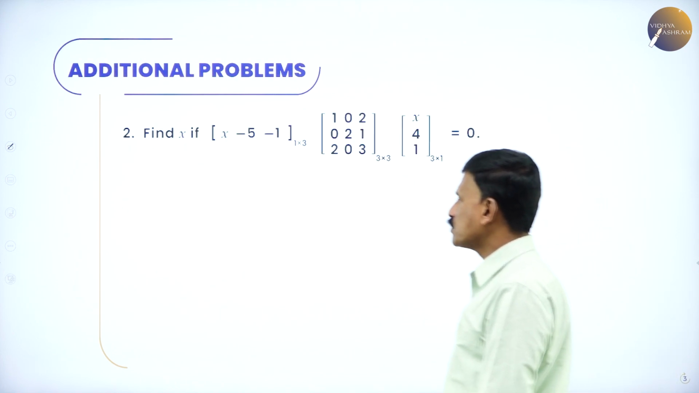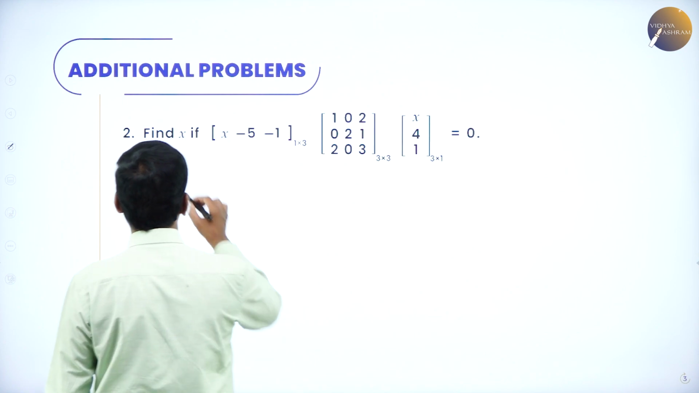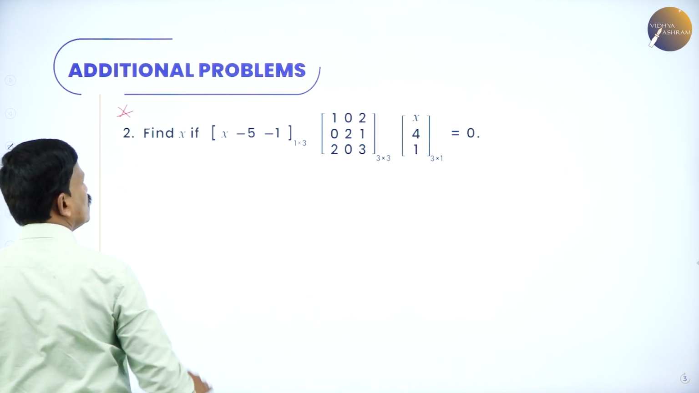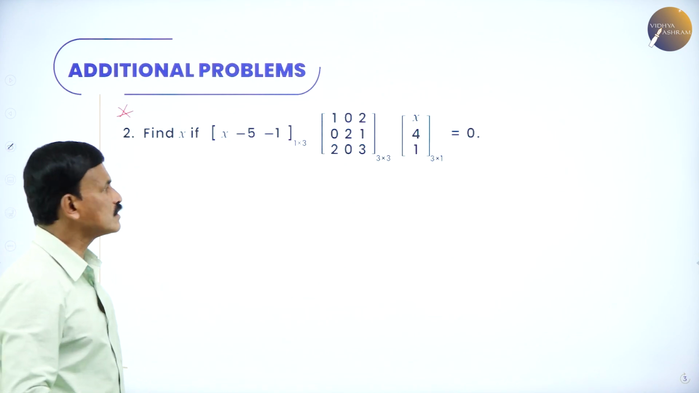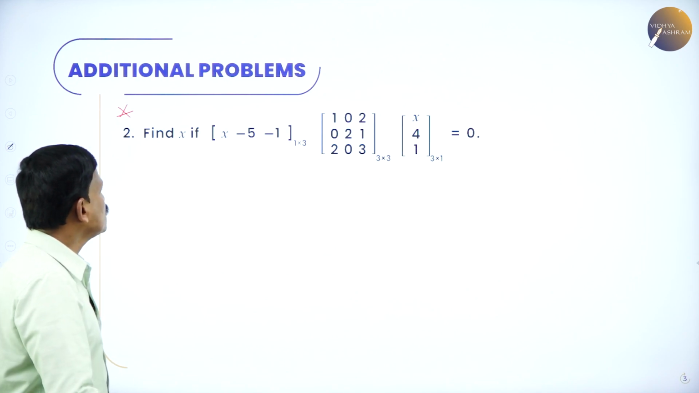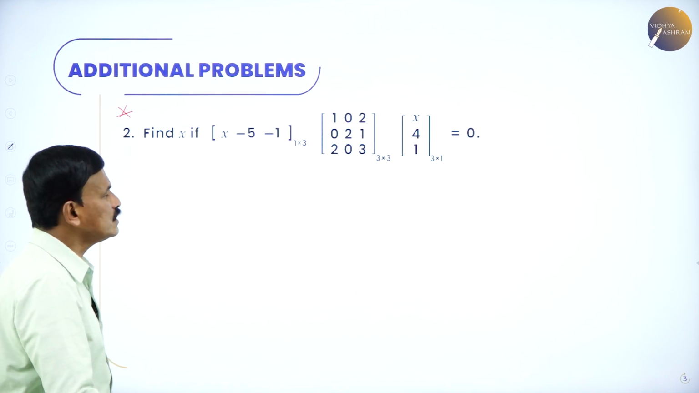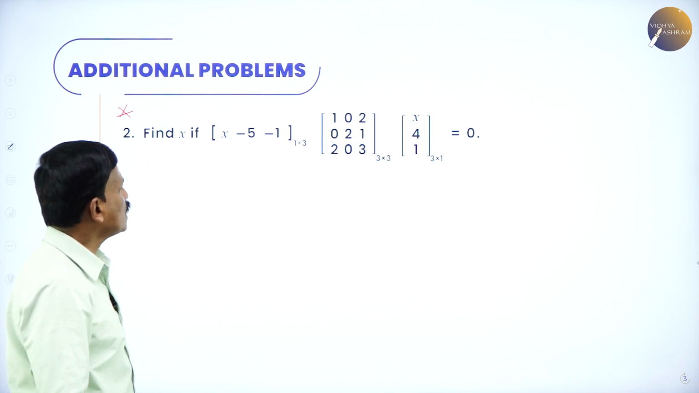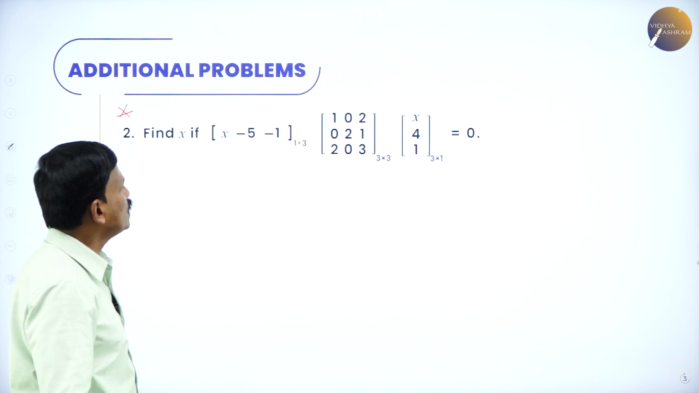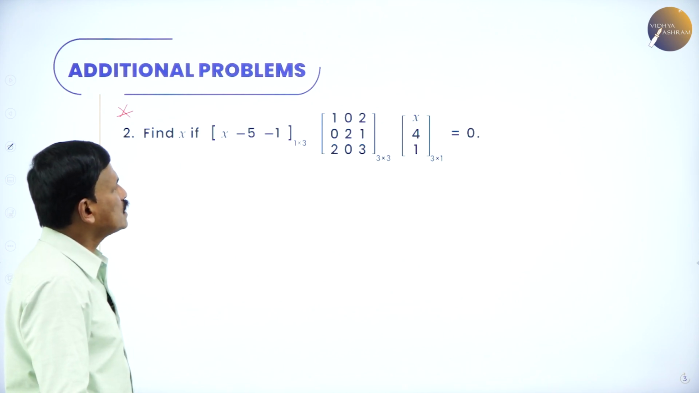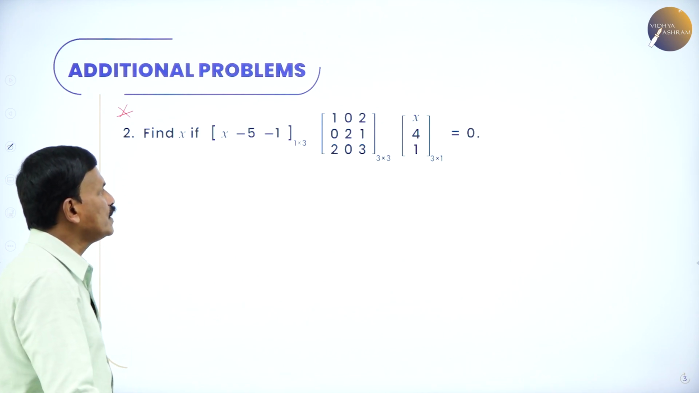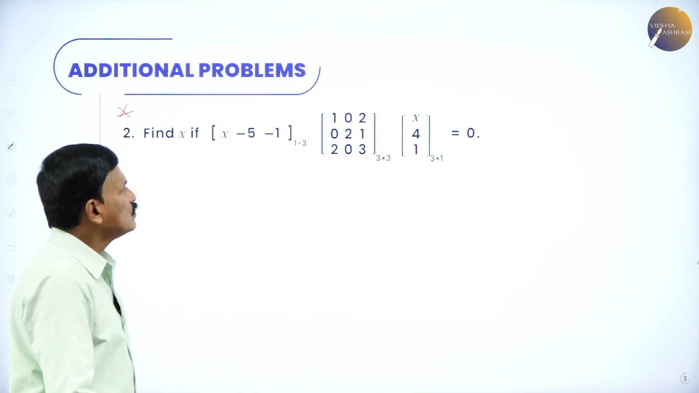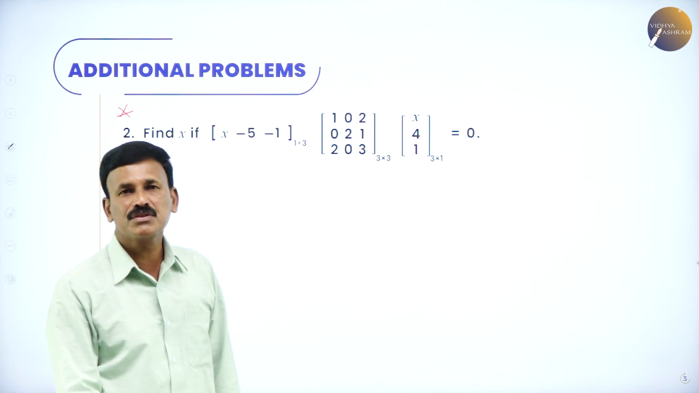Now, let us consider this problem. This is also very important for 3 marks. Sometimes they may ask for 5 marks. What is the question here? Find x if [x, minus 5, minus 1], a matrix of order 1 into 3, 1 row, 3 columns, into another matrix of order 3 rows, 3 columns, [1, 0, 2; 0, 2, 1; 2, 0, 3], and [x; 4; 1], a matrix of order 3 rows and one column is given, that is equal to 0.